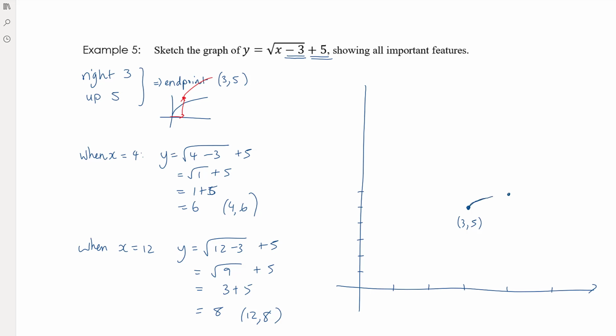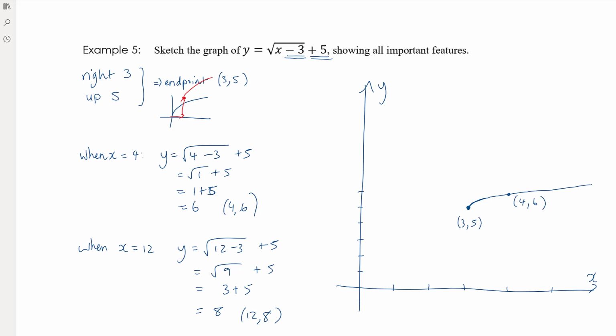Probably should have made my y scale somewhere in between those two things, because now I've got a very flat square root graph in quite a big amount of space. Okay, so endpoint is important. It should be a solid closed circle. Again, we'll talk more about that in the next topic.